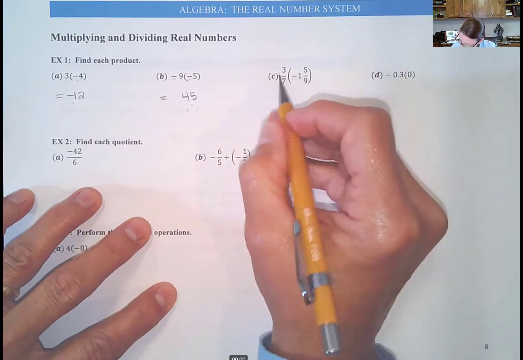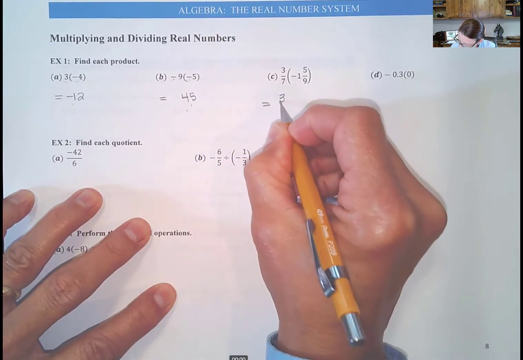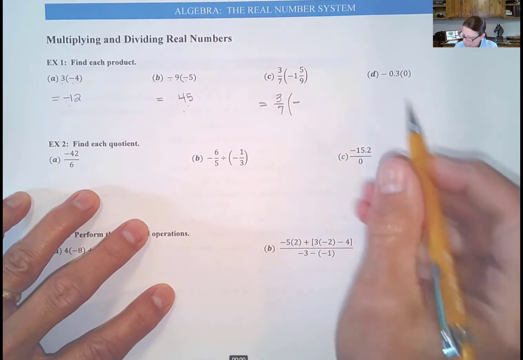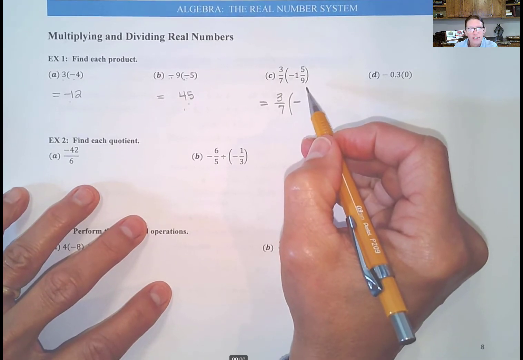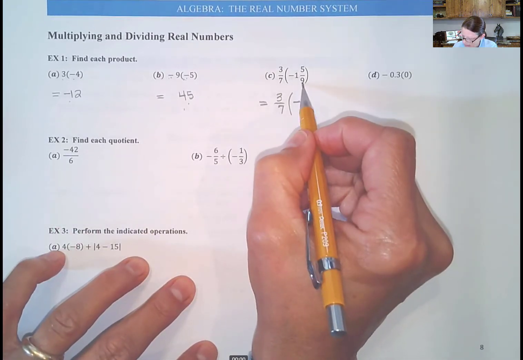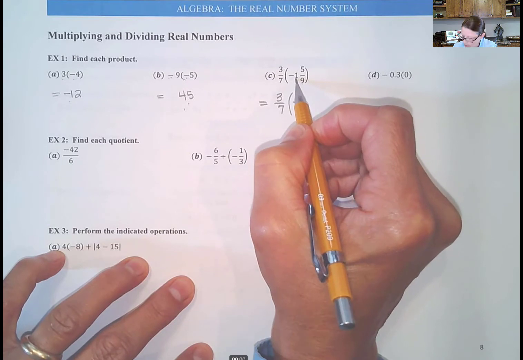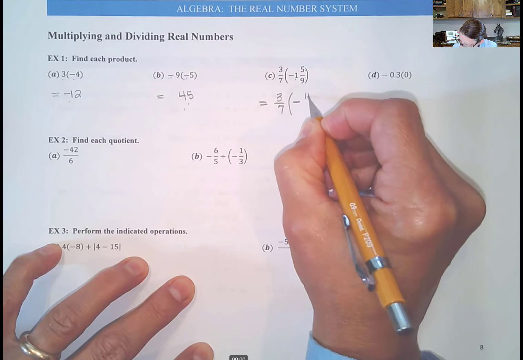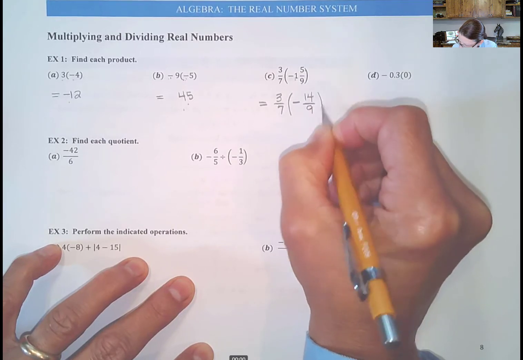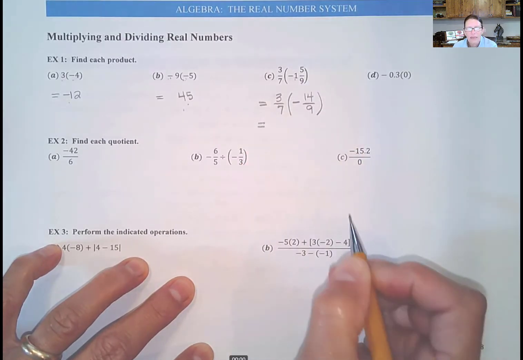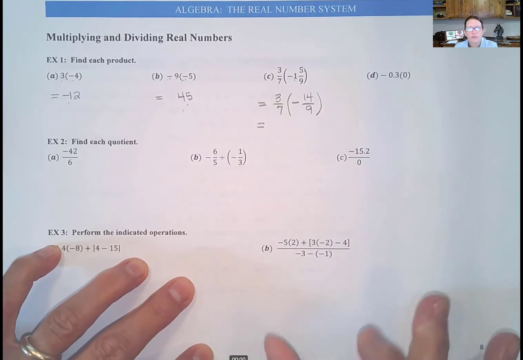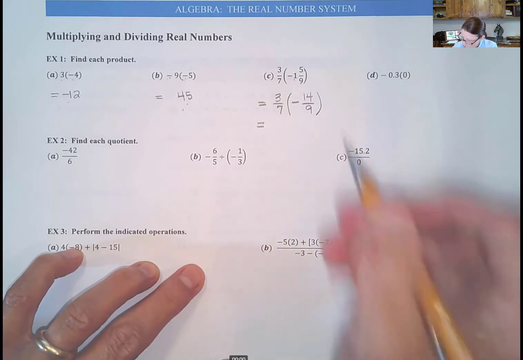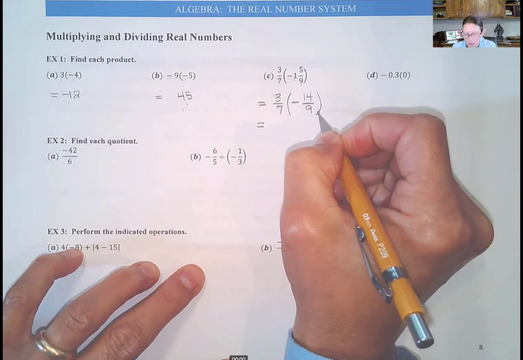That's true. Part C, we're going to multiply 3/7 times negative 1 5/9. Let's convert this mixed number to its improper form by multiplying 9 times 1, 9, plus 5 is 14. This is negative 14/9. Now before multiplying, I'm going to divide out common factors, thereby reducing this before the end. Okay? 3 and 9 have a common factor of 3.